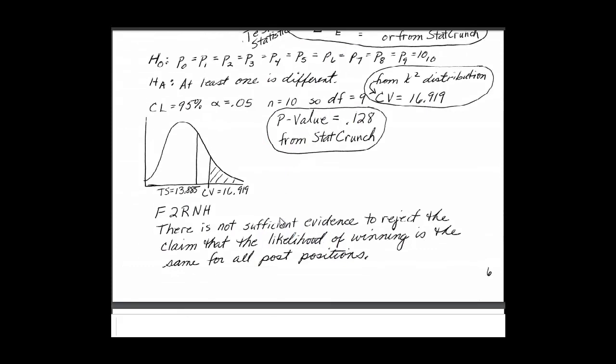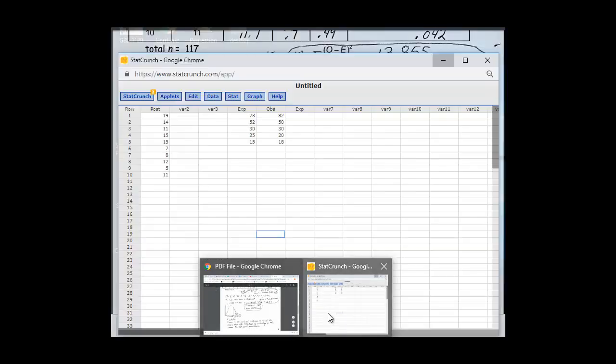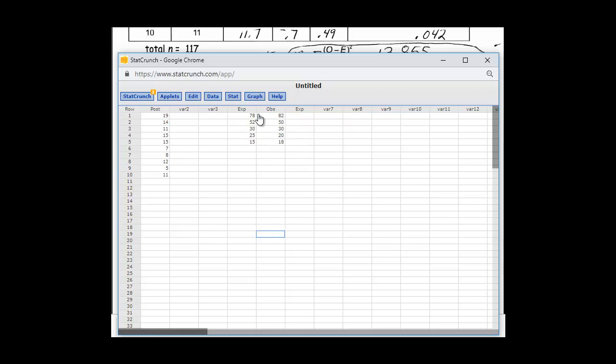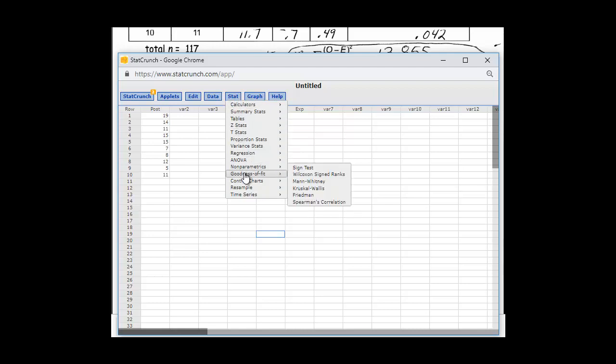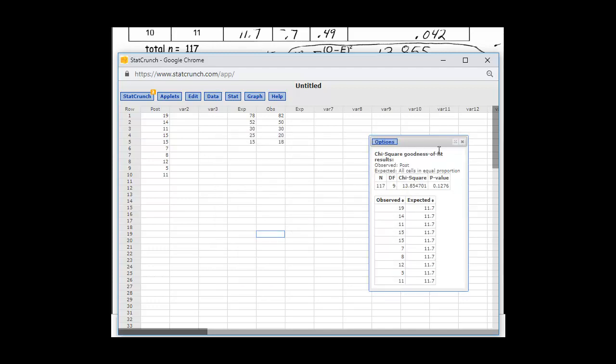Now we need to go into StatCrunch to do all the work for us. Actually, I want to maintain the test statistic here, so I'm going to go into StatCrunch. Please ignore these two columns here. That is for the next problem I'm going to do. We're going to be working with this first row, which is the number of wins for each of the post positions 1 through 10. So I go into Stat, roll down to Goodness of Fit, and go over to chi-square. My observed frequencies are in this column named Post. And for expected, all cells are in equal proportion, so it's going to calculate that 11.7 for us. Then I just go into Compute, and there we have it.